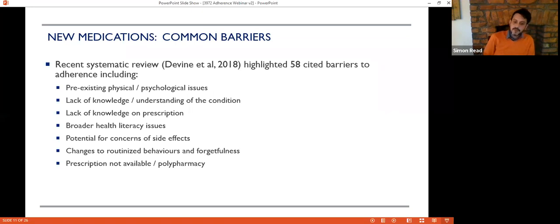Aside from that, though, there's been a recent emphasis on the role of the clinician in attempting to overcome these hurdles, and any efforts in this regard are best placed at the initiation of a new prescription.